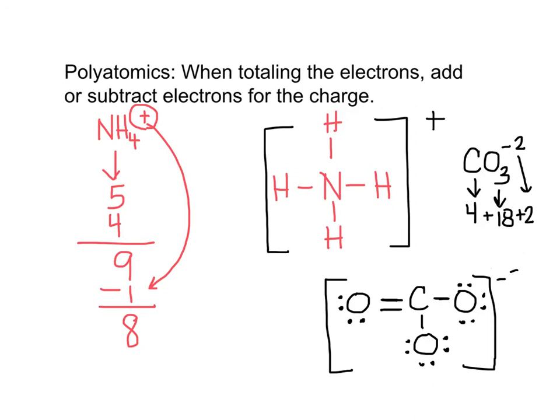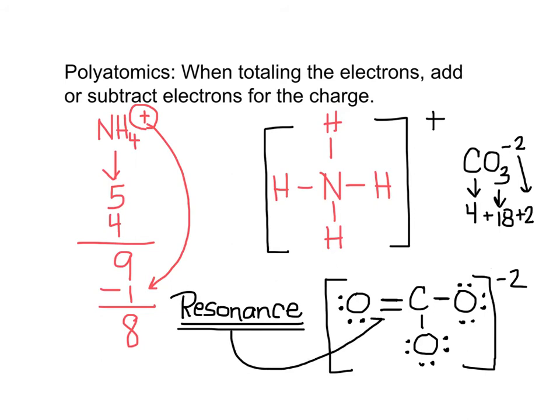Alright, so you might say, how do we know where to put the double bond? Because technically it looks like there's 3 different ways we could draw this. We could put it in 3 different places. And there's actually a name for this. This is called resonance. And you're going to see this sometimes. What happens with resonance is that there's more than one way to draw it. Basically, there's more than one place you could put this double bond and get the same exact drawing.